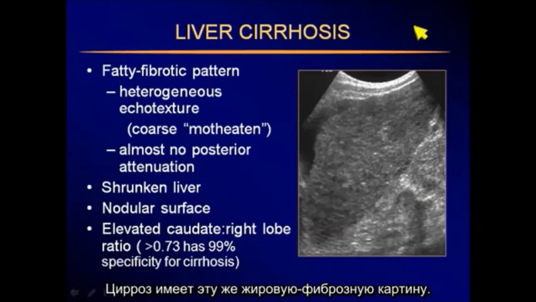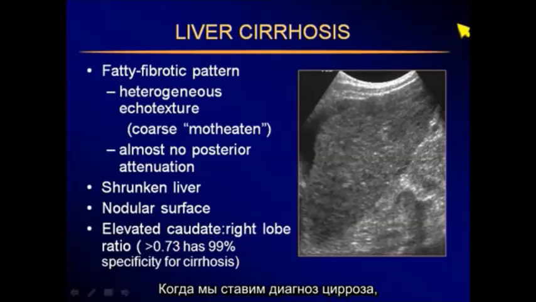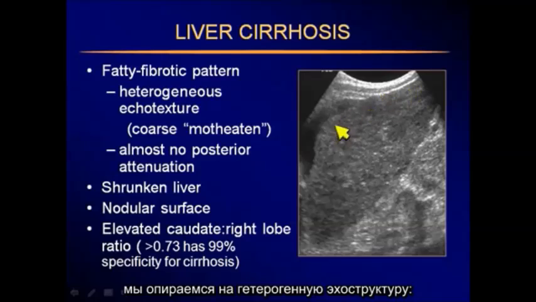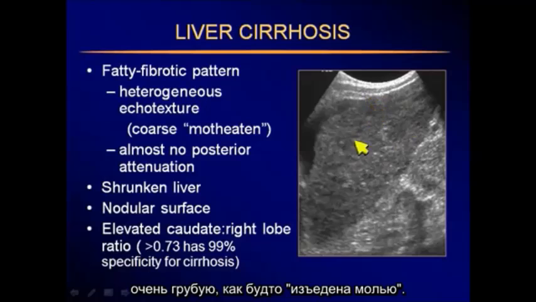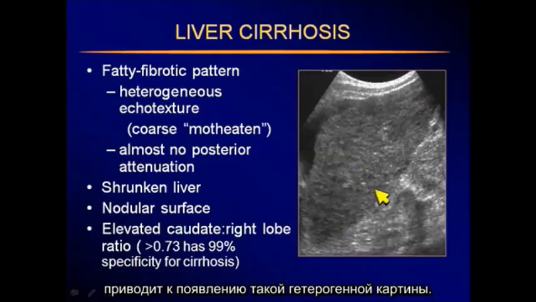Cirrhosis has this fatty fibrotic pattern. Now, when we make a diagnosis of cirrhosis, we look for heterogeneous echo texture, so coarse sometimes that it looks moth-eaten, and it's from these little islands of regenerated tissue mixed with diseased tissue that causes this heterogeneous pattern.